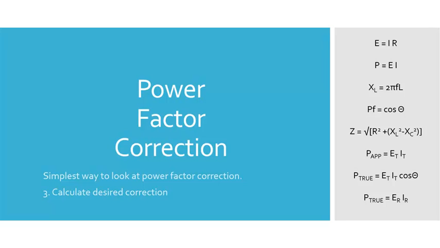And then the third step is to calculate the desired correction. That desired correction would be how many kVARs of capacitance you would need to install in order to get close to true power, or close to 100% power factor. Again, throughout the lessons, we'll go through exactly how close we need to be. All right, so during the class, we'll detail exactly how to go about power factor correction.